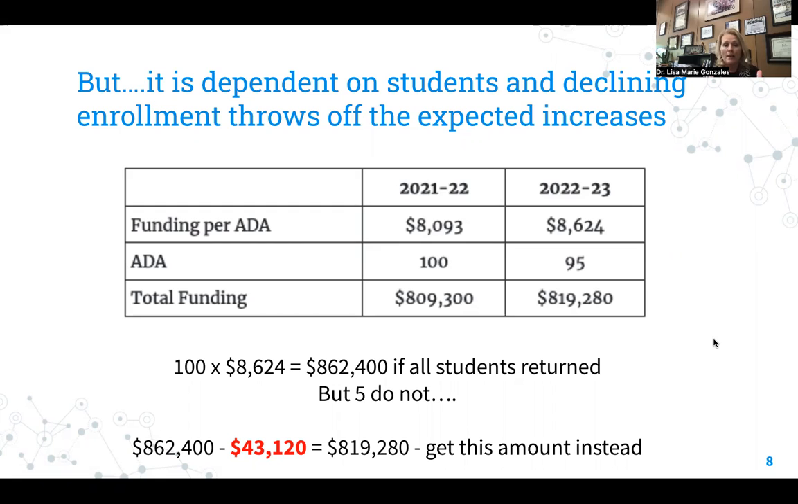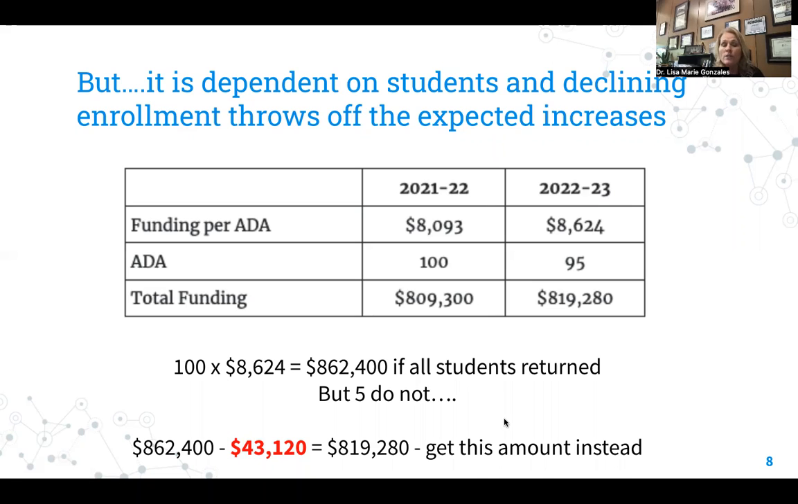So you multiply the funding ADA by the 100 students, and we would receive $809,300. That's this year. However, next year, let's assume that 5 of those students don't come back. The funding increases based on the COLA, but we're only getting that funding for 95 students, which means that the difference that we get is about $10,000. You can see that from right here to right here.